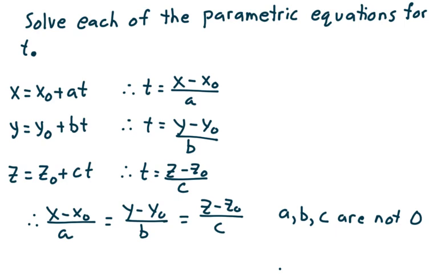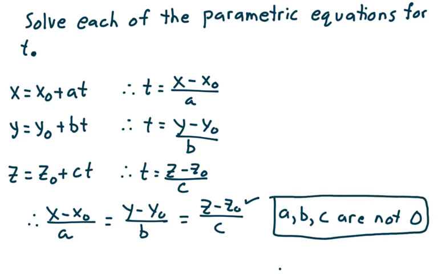And so if t equals x minus x naught over a, and t equals y minus y naught over b, and t equals z minus z naught over c, it would naturally follow that x minus x naught over a equals y minus y naught over b equals z minus z naught over c. And again, I want to stress that a, b, and c cannot be 0.